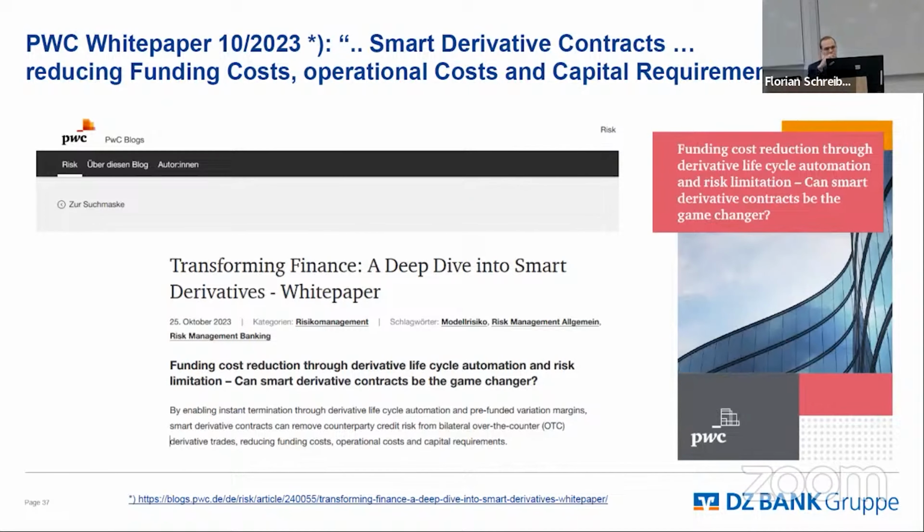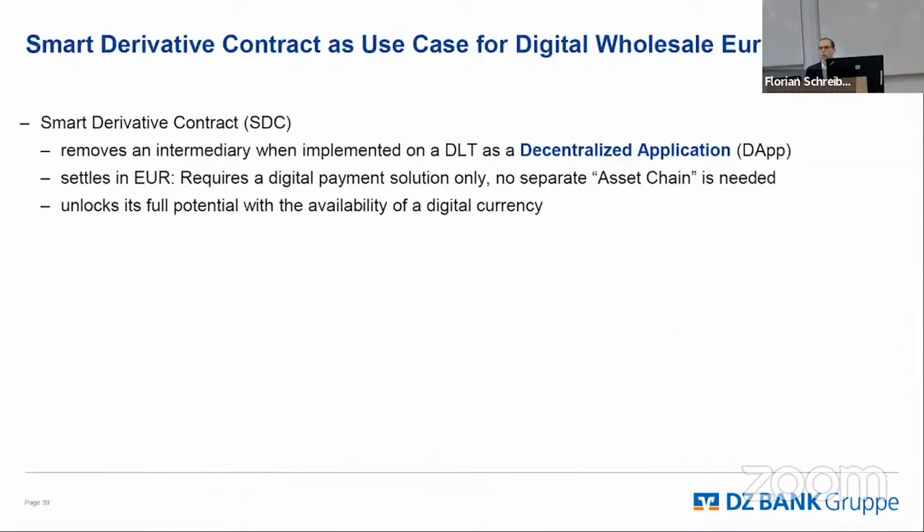Surprisingly for us, PwC did a white paper in October 2023, actually pointing to the same features this product has. So it's not about digitizing processes or something. It reduces funding costs, operational costs. It might even have an impact on the capital side. So capital requirements may lower because this product shows no counterparty risk anymore.